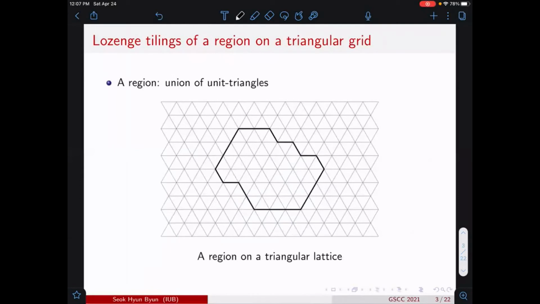Then we will consider a region on a triangular grid. There are many ways to define it, but let me simply define it as a union of unit triangles. On the slide, here is an example of a region. If you believe me, it consists of 56 unit triangles. When a region is given on a triangular grid, what we are going to think about is lozenge tiling.